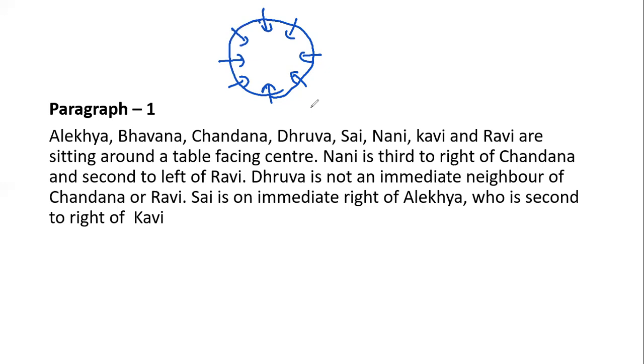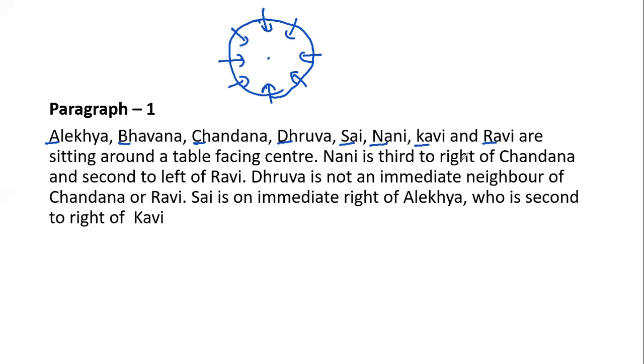Okay, so 8 people are there and all of them are facing towards center, and here I can see names of the 8 people. To make the question little easy, I'm gonna take the first letter of their names. Okay, if the first letter is same common, then you add 2 more letters to that to make it different. So Alekhya means I'm going to use it as A, Bhavana B, Chandana C, Dhruva D, Sai S, Nani N, Kavi K, and Ravi R. So all the first letter of the names are different. So I'm going to take the 8 people names as first letter of their names.